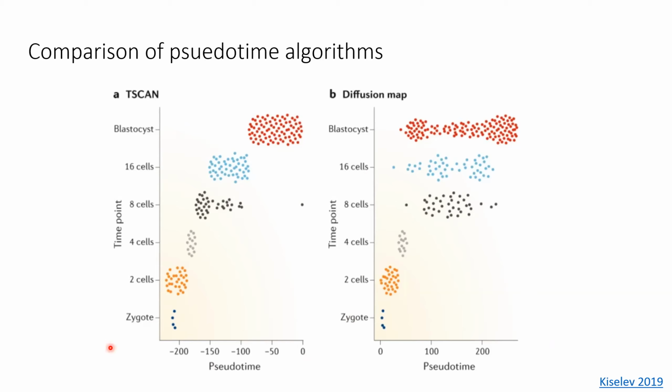So as we can see here, this T-scan algorithm does a pretty decent job at this, though we only have maybe 200 cells in this sample, unfortunately. But some other algorithms like diffusion maps do not do so well on this data.